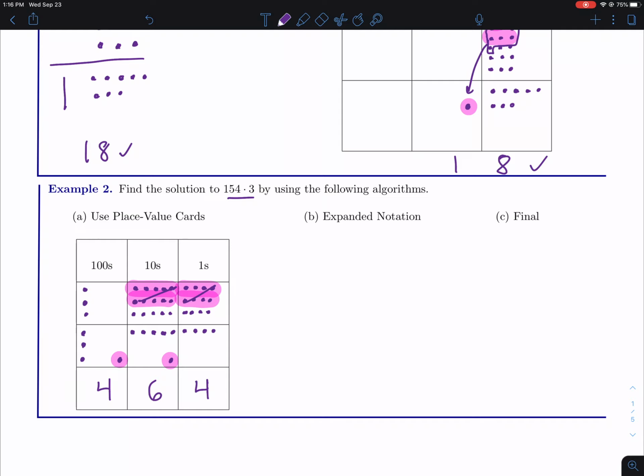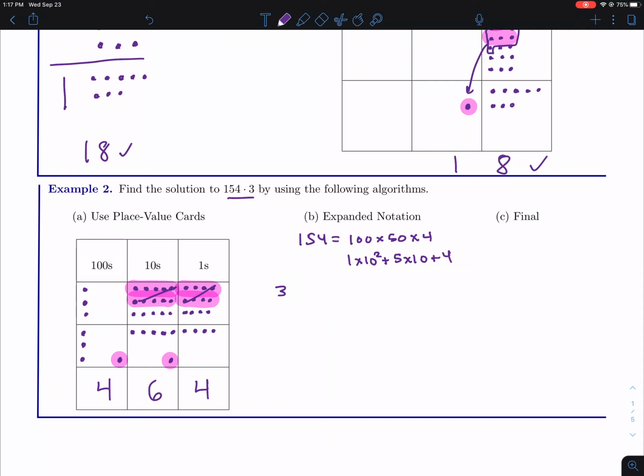So for expanded notation, what we're going to do is write, in this case, the 3 that is already in it is expanded form anyways, so there's not much to do there. But we're going to take the 154, and instead of thinking of it as 154, we want to think of it as 100 plus 50 plus 4 in this case. Or if you wanted, you could think of it as 1 times 100, plus 5 times 10, plus 4.